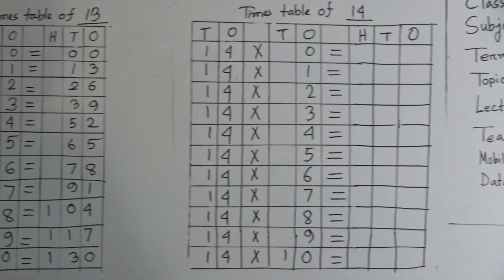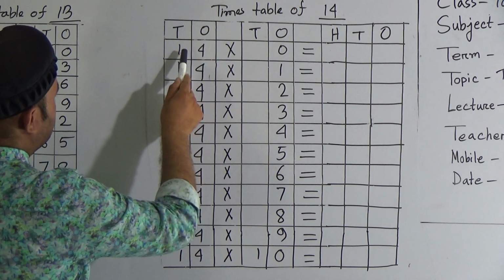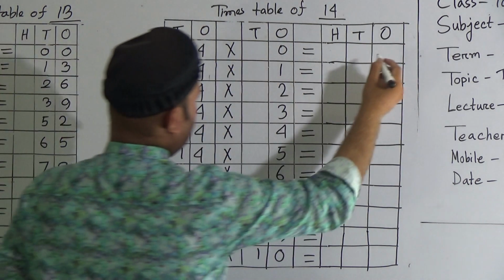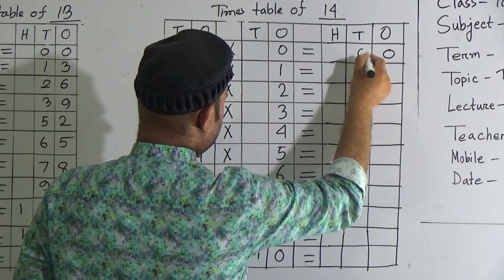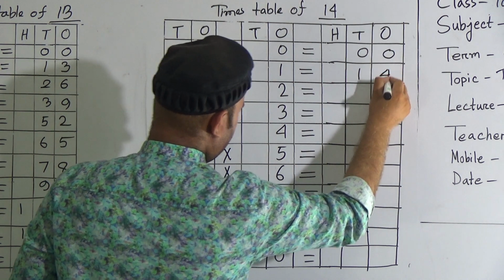Now the next one is the times table of 14. Again 4 is here in the 1's place and 1 is here in the 10's place. So 14 zeros are 0. 14 ones are 14.